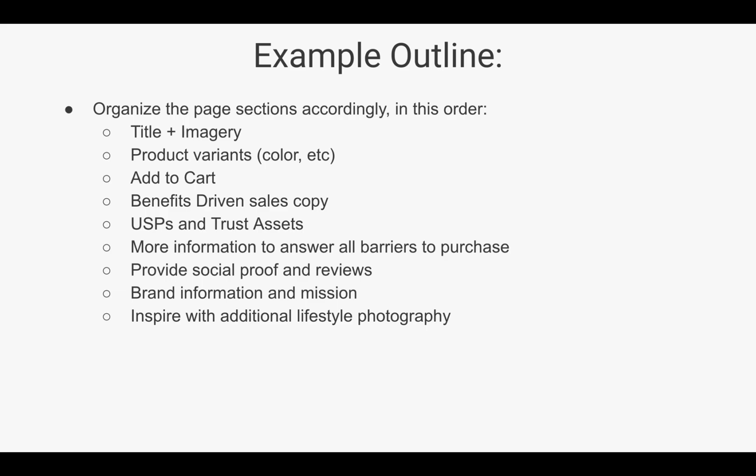You'd have your title and imagery, you'd have your product variants, add to cart, you'd have your benefits-driven sales copy, and I'm going to show you an example of what I mean by this in a second. Then USPs and trust assets, right after the sales copy and close to your add to cart. When I say USPs, I mean unique selling propositions. What are the unique selling propositions of your product or your brand that you need to be reminding customers of right up front to help them make that purchase decision? This can help boost the emotional side of it, but it can also help reduce the perceived riskiness or help answer a lot of the logical questions.